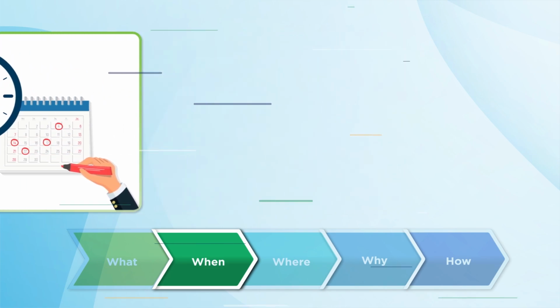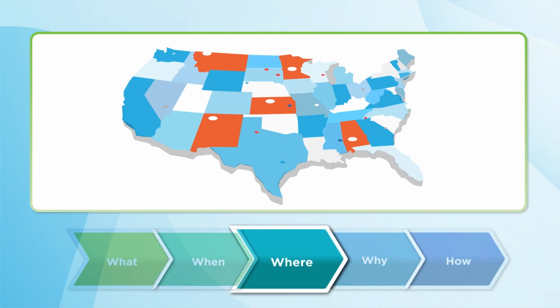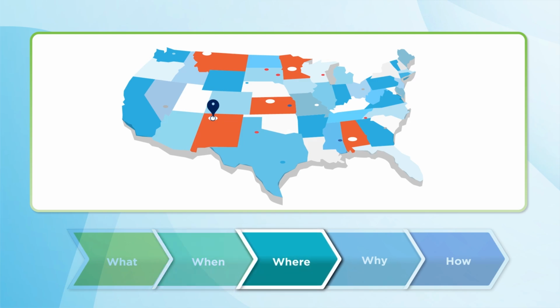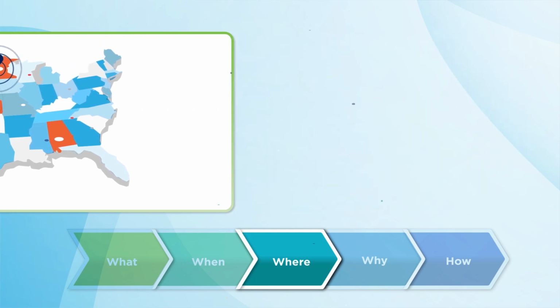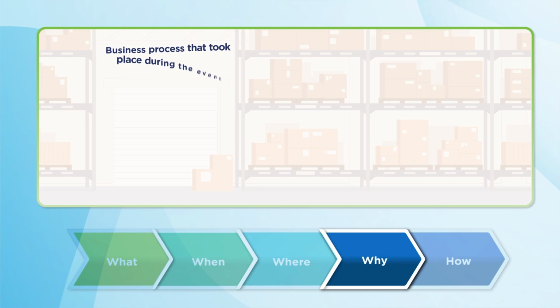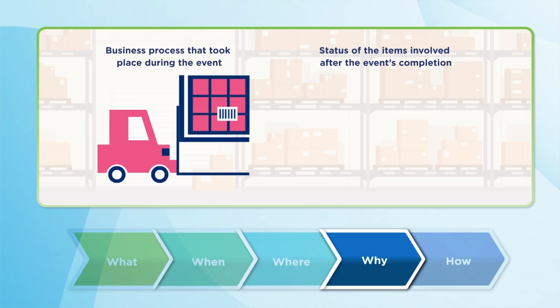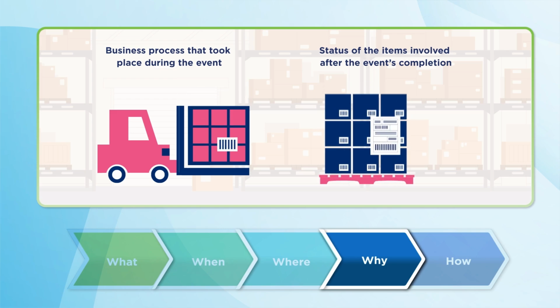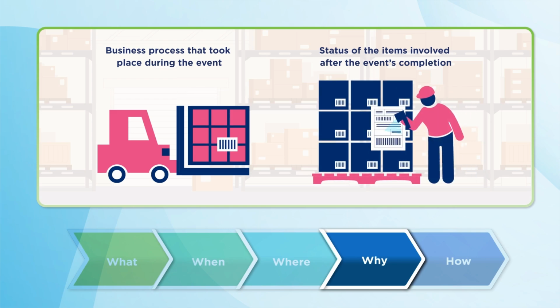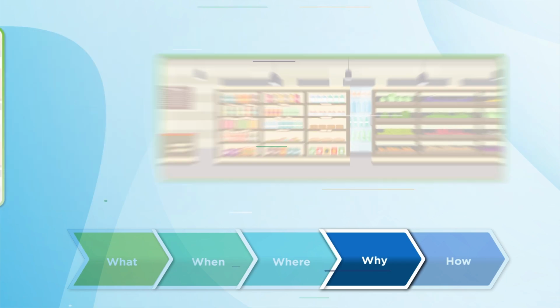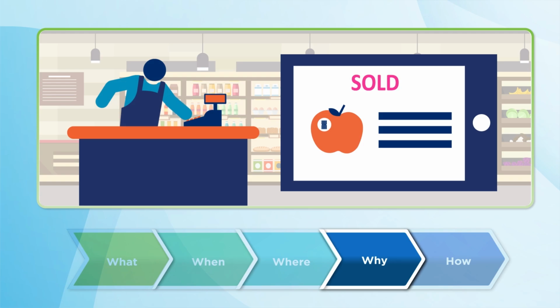The next dimension provides information on when the event occurred by providing the date and time the event took place. Next is the Where dimension. This information provides the exact location of where the event took place and where the items can be found. The Why dimension provides the business process that took place during the event and the status of the items involved after the event's completion. Depending on the items, this could mean a variety of different things, such as a case is packed and ready for shipping, an item is received and included in the destination's sellable inventory, or an item is sold and removed from inventory.